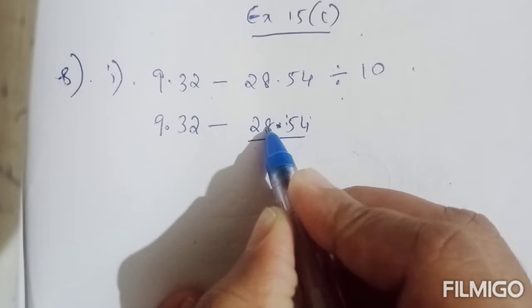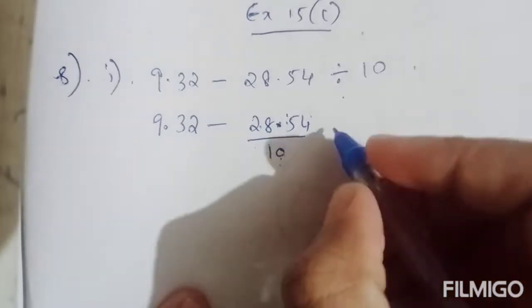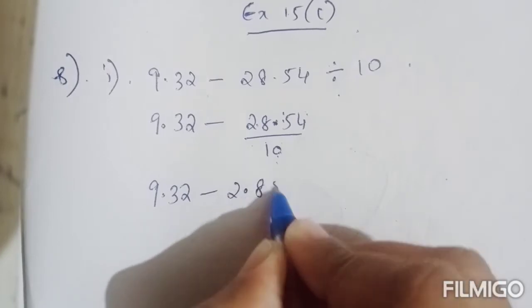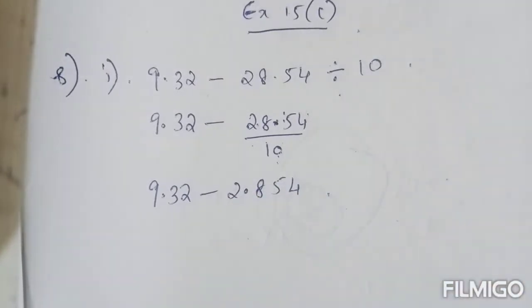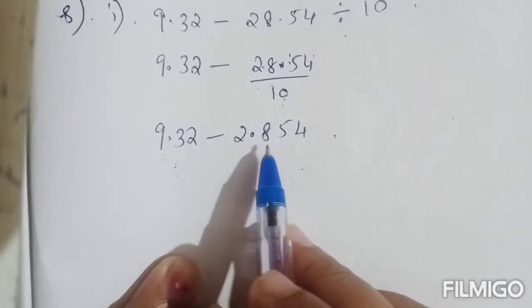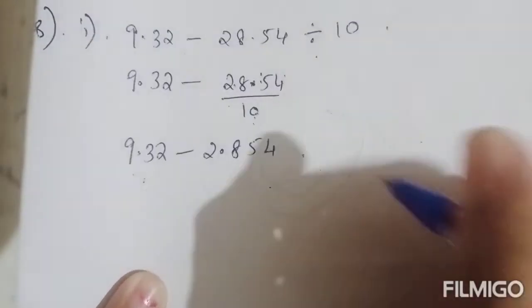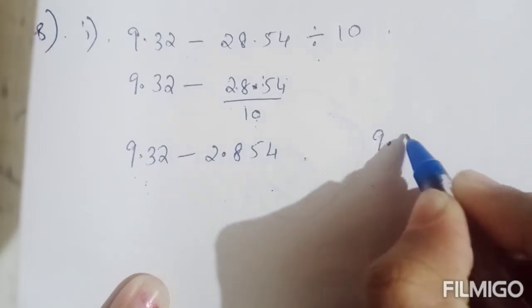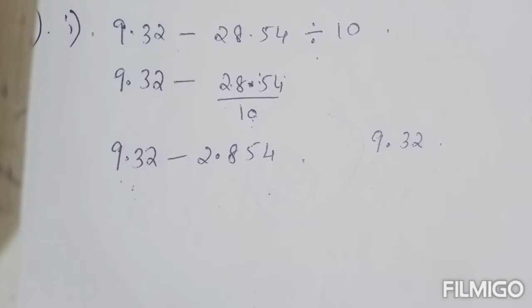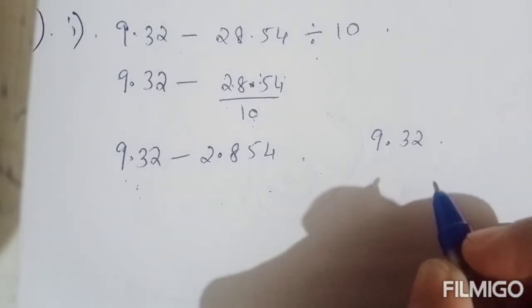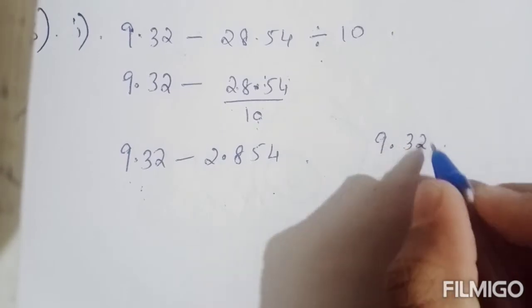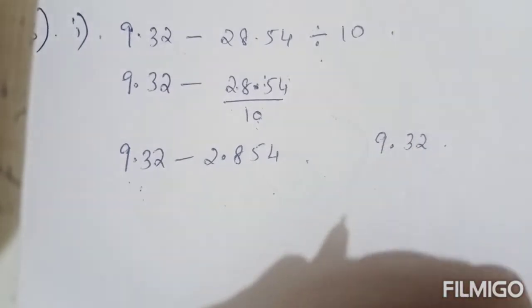So this is 1, here will be the decimal point. You will get 2.854. Okay, now you can do subtraction. 9.32 minus 2.854. So while doing subtraction, the same place should come in the same column. Okay, that is 1's place digit should come in the same column, 10th place should come in the same column, 100th place digit should come in the same column, like that.